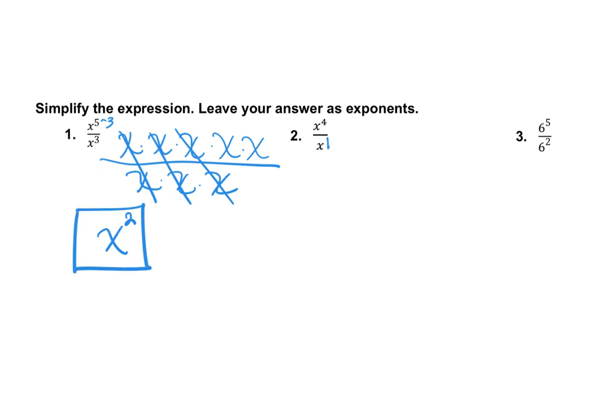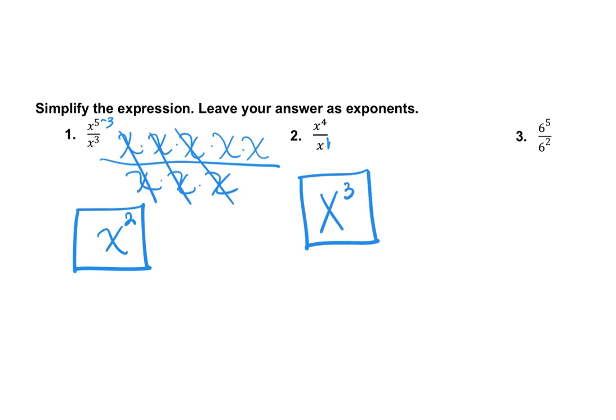So for question number 2, I'm going to put a 1 right here so that I know that I'm dividing by x to the 1st power. So we'll take x to the 4th divided by x to the 1st power. Well, 4 minus 1 is equal to 3. So we have x to the 3rd power.